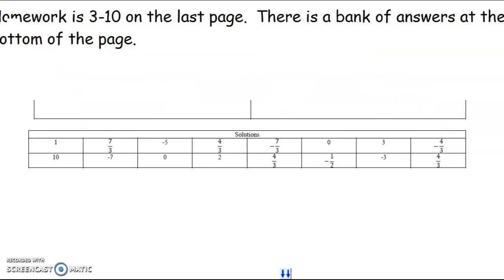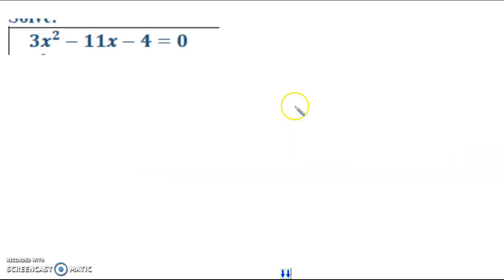Homework is 3 through 10 on the last page. There's a bank of answers at the bottom of the page that looks similar to this. And so when you get your answer, then you can cross it off and that'll help you keep track if you'd like. Don't have to use it, but it's there if you'd like. If you have any questions, please let me know. Thank you.